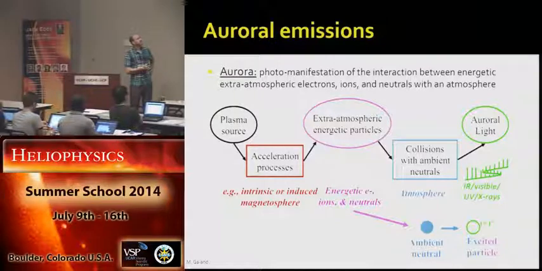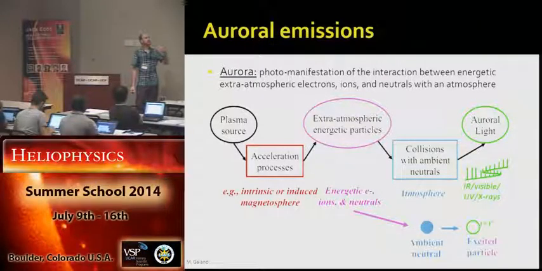So basically what you need is some source of plasma that is then accelerated. So these extra energetic particles that have been accelerated now precipitate into the atmosphere. They collide with the ambient neutrals, they excite, they ionize, and eventually give off auroral light. And of course, they contribute to the energetic electron, ion, and neutral populations, so the superthermal electron populations that then drive heating of the thermal electron population, and also will be responsible for closing the magnetospheric currents in the ionosphere.